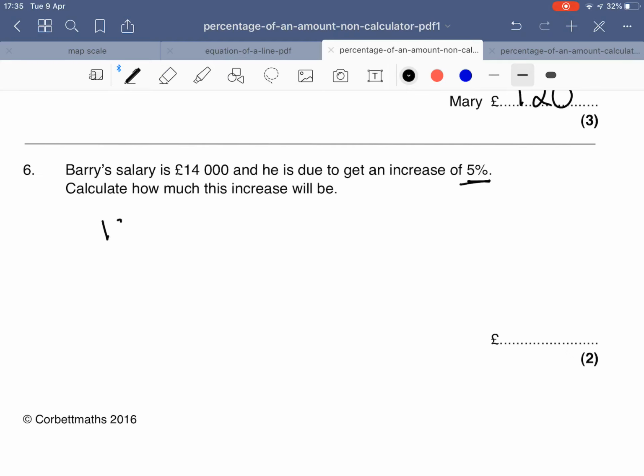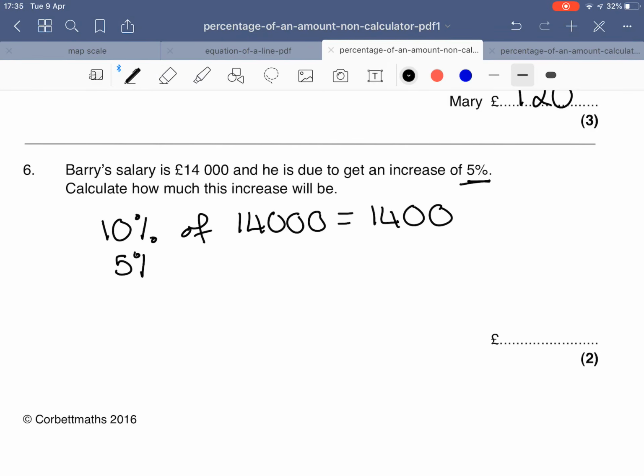My favourite way is just to start with 10%. So 10% of the 14,000, I just divide that by 10, so I knock a 0 off, which is 1,400. And then I know 5% is going to be half of that, so that gives me £700.